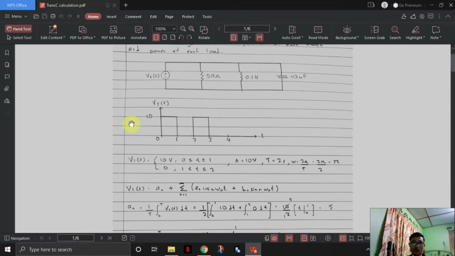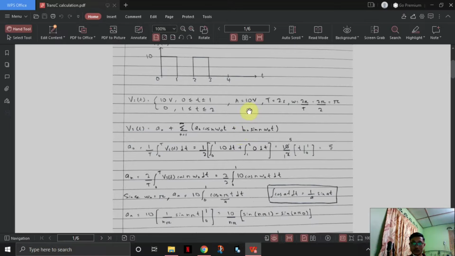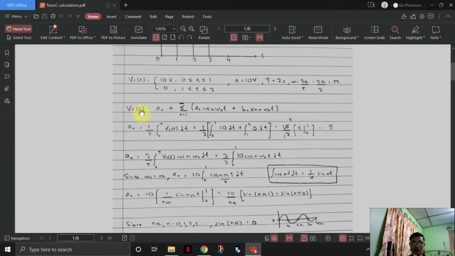So based on this graph, we know that for t from 0 to 1, we have 10 volt, and we have 0 volt for 1 until 2. So these are the formula, and we need to find the a naught, an and bn.